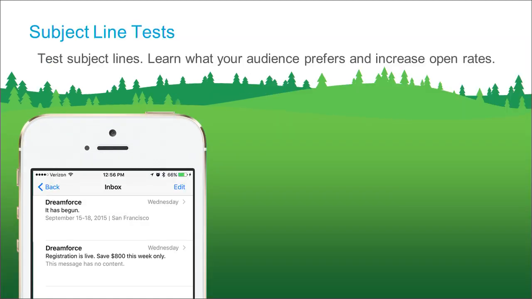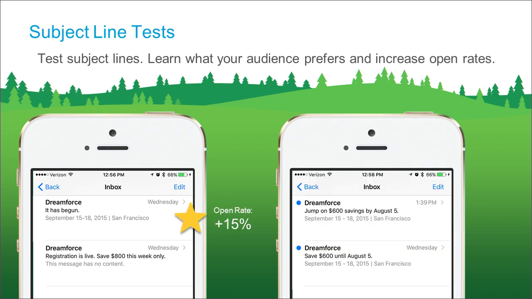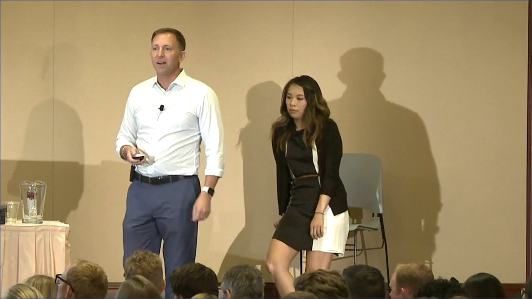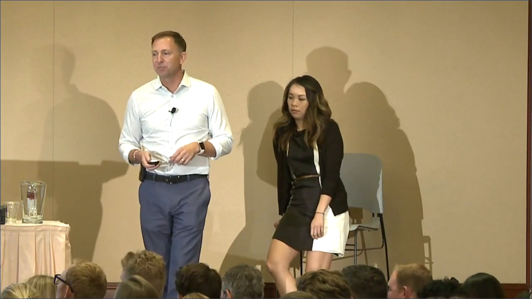So last year for Dreamforce, this was the actual test we did. We sent it out with Dreamforce registrations live. Then we sent it again and it said, it's begun. That sense of mystery, we got a 15% open rate just by doing that. The second test, it said, save $600. The minute we put in, jump on $600, look at the difference in this open rate, just by one word. So really test it out, and we'll talk about some A/B testing as we go.